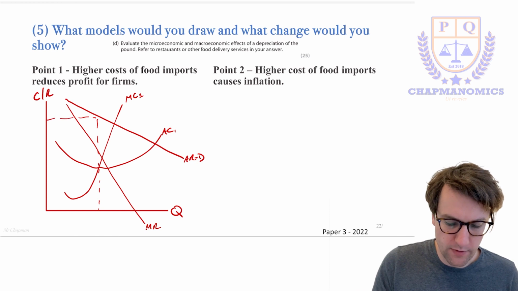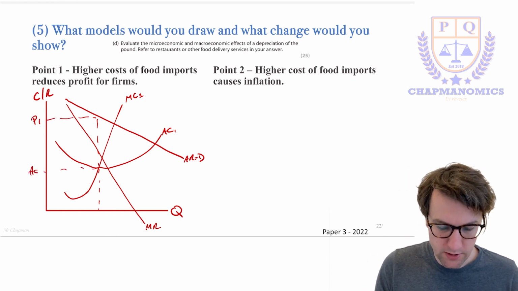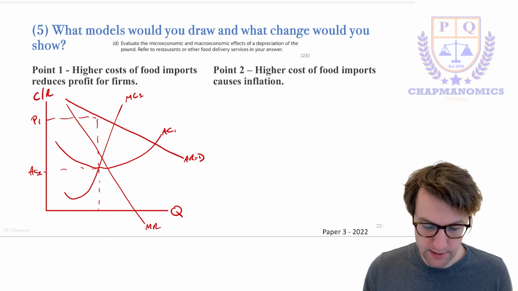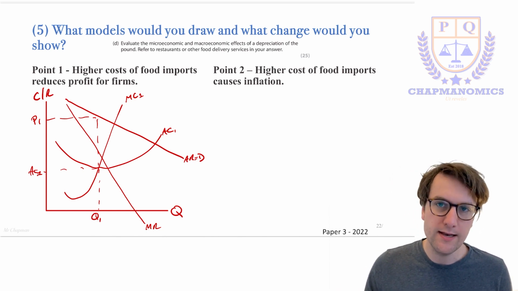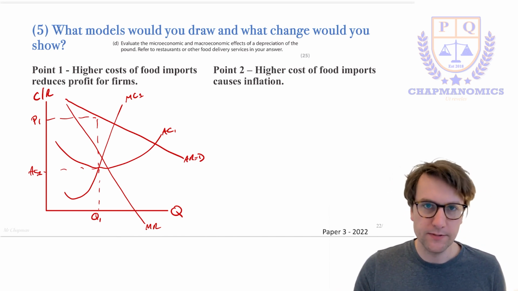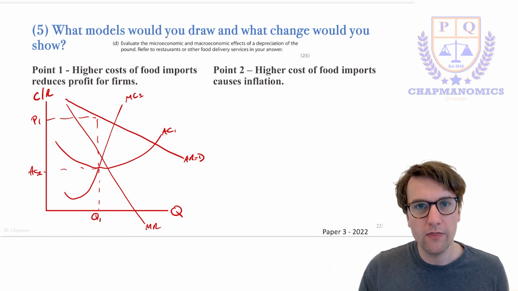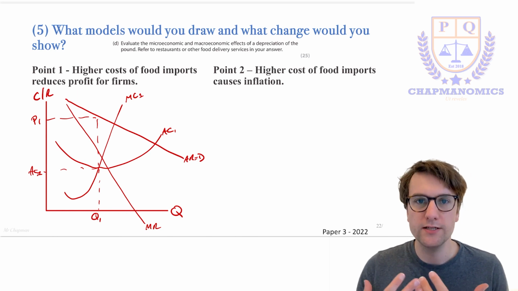And then I'm going to put in my price. This is my P1, and I'm going to put in my average cost 1. So I'm going to assume that our firm here is profit maximizing, and then I'm going to put in a quantity of Q1 as well. Next, I now have my basic model here, but I want to show something changing because I want to show that I've got that great knowledge, and I want to show that I can put that knowledge into context.